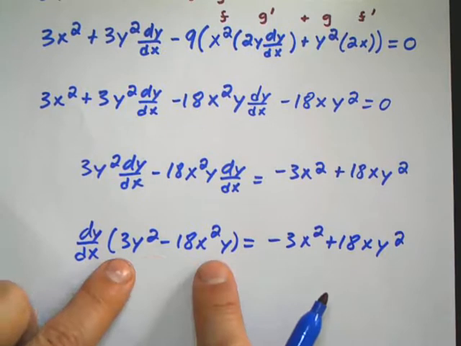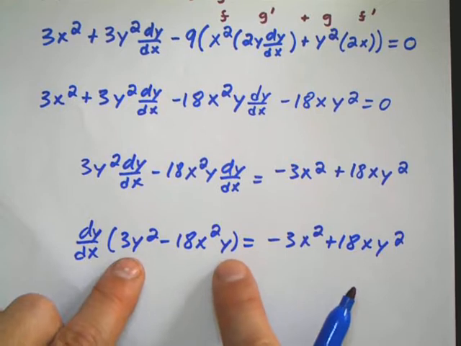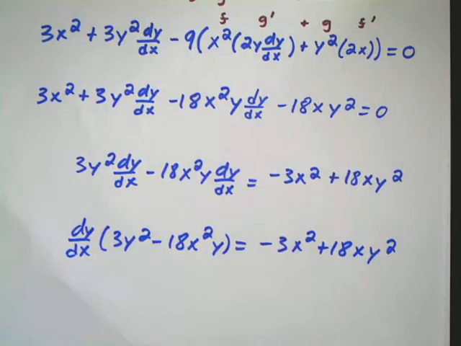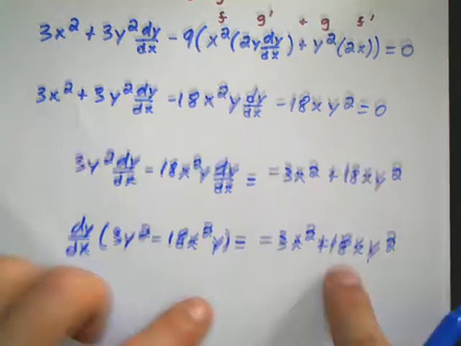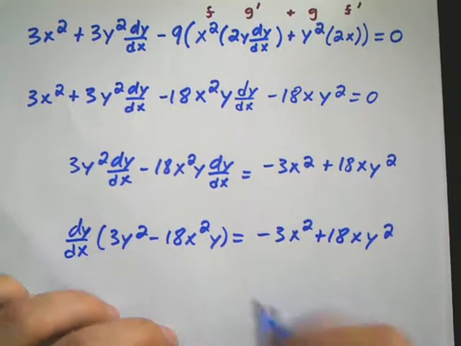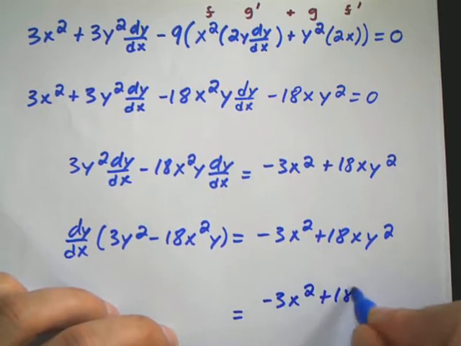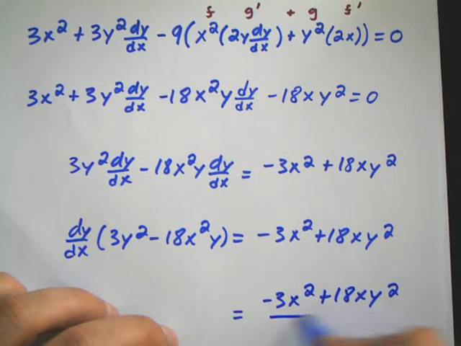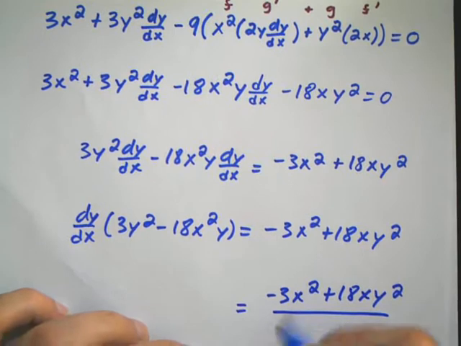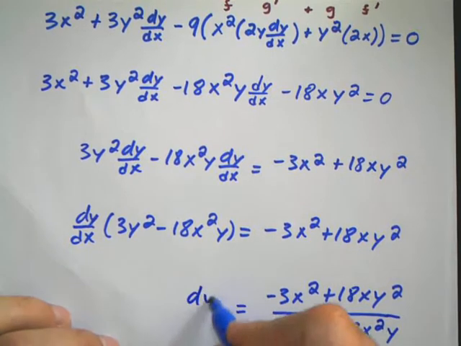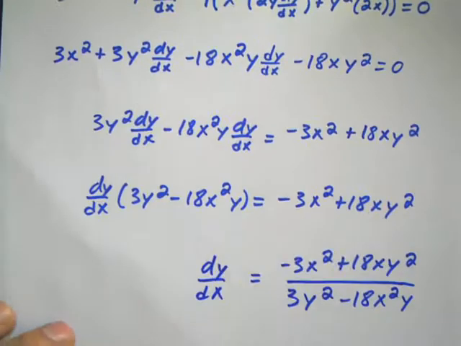I can go ahead and divide now both sides by this that's factored out. And so that's basically the third step, is to solve for dy dx. So when I divide this over, I'm just going to put all this underneath it for my answer. It's going to be negative 3x squared plus 18x y squared. And then all of this is going to be divided over, so it goes underneath 3y squared minus 18x squared times y. And that is my derivative.